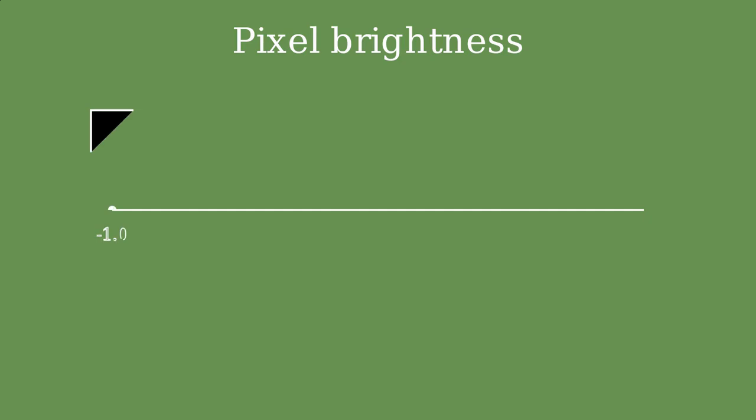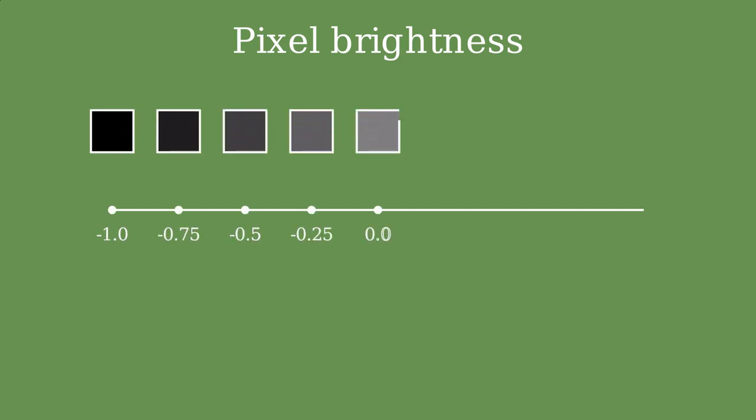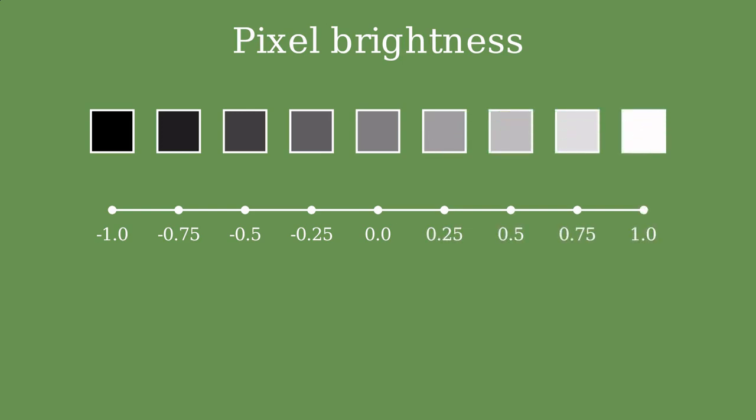Pixel brightness is a fundamental concept in digital imaging, representing the luminance of a single pixel in an image. It's typically measured on a scale ranging from black to white. In the image, the scale ranges from negative 1.0 to positive 1.0. A value of negative 1.0 corresponds to pure black, while positive 1.0 represents pure white. The value 0.0 denotes a neutral gray, exactly halfway between black and white.